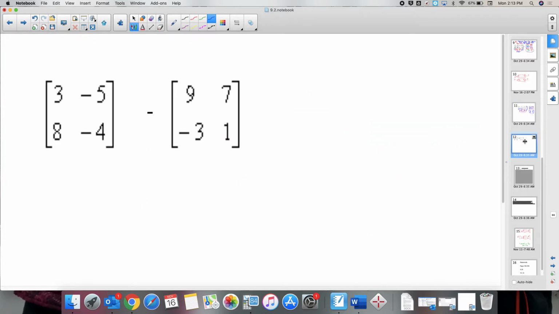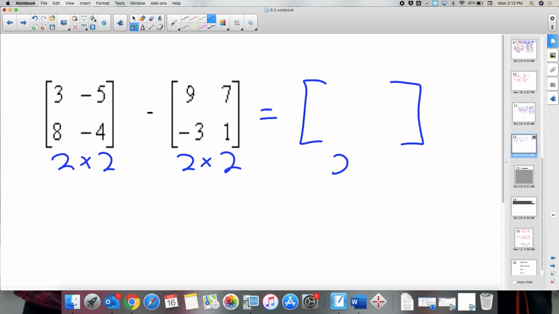In your next one, just subtracting those values. Once again, you can pause the video if you want to try it on your own. I have a 2 by 2 minus a 2 by 2. So we will get a 2 by 2.